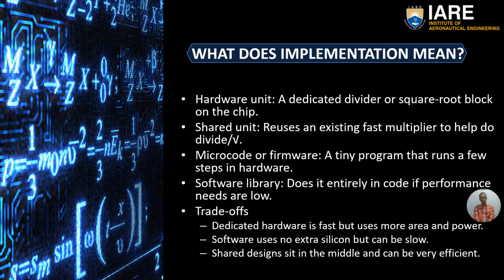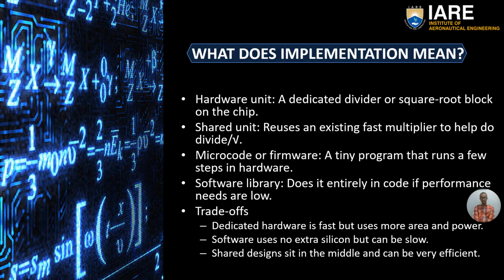For example, a hardware unit, a dedicated divider or square root block on a chip, and a shared unit, which reuses an existing fast multiplier to help do division or square root. Microcode or firmware is a tiny program that runs a few steps in the hardware, and a software library does it entirely in code if performance needs are low.